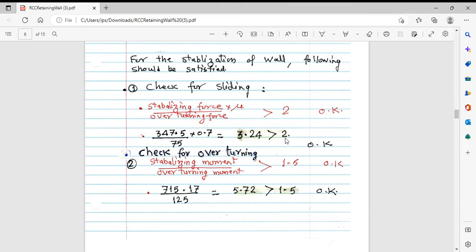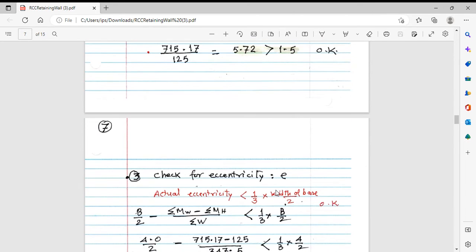Check for overturning: stabilizing moment upon the overturning moment. Definitely, the stabilizing moment should be more than the overturning moment, meaning the ratio should be greater than 1.5 as per the code. Then we can say it is okay. The stabilizing moment is this much, the overturning moment is 125, and the ratio is 5.72, which is greater than 1.5. So our design is safe for overturning, and the whole wall will not be overturned.